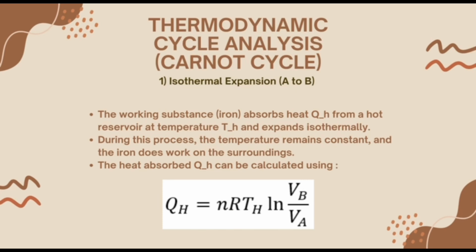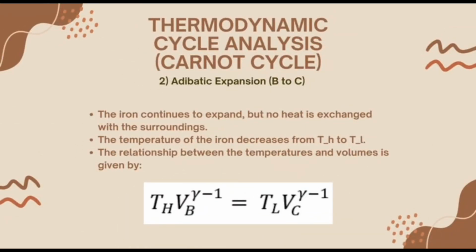First, the isothermal expansion, A to B. The working substance, which is iron, absorbs heat QH from a hot reservoir at temperature TH and expands isothermally. During this process, the temperature remains constant and the iron does work on the surroundings. The heat absorbed QH can be calculated using QH = nRTH ln(VB/VA), where n is the number of moles of iron, R is the universal gas constant, and VA and VB are the initial and final volumes during the isothermal expansion.